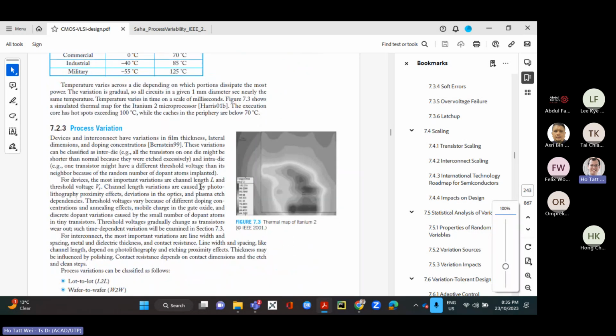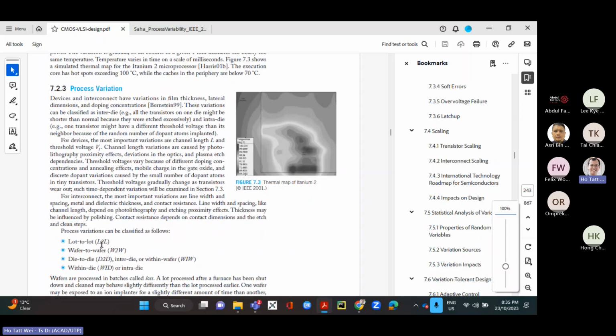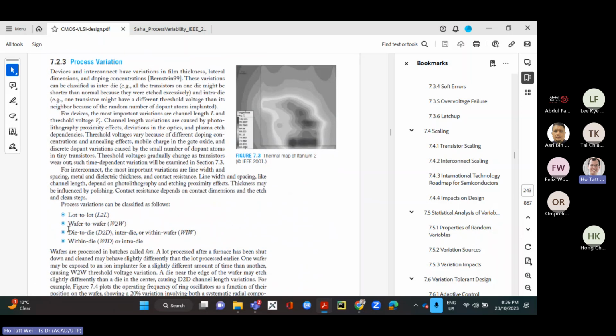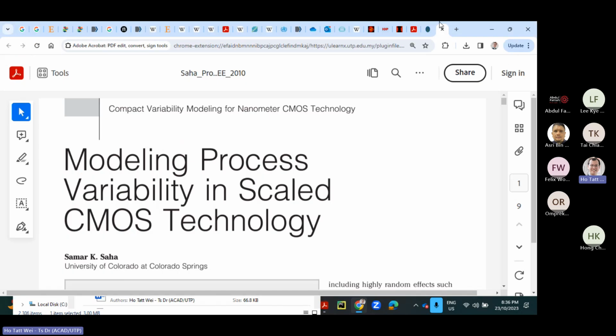There are several different kinds of variations, section 7.2.3: lot to lot, wafer to wafer, die to die, and within die. Normally there's a wafer. The silicon ingot is actually sliced into wafers. So let me show you what a silicon ingot is.